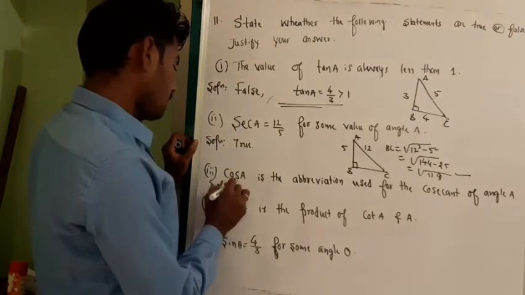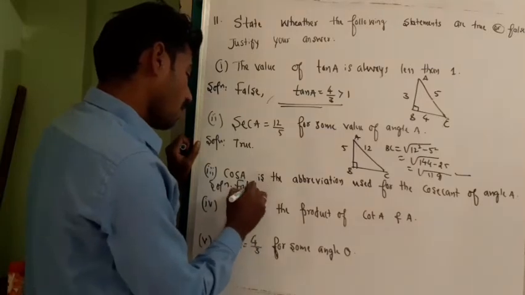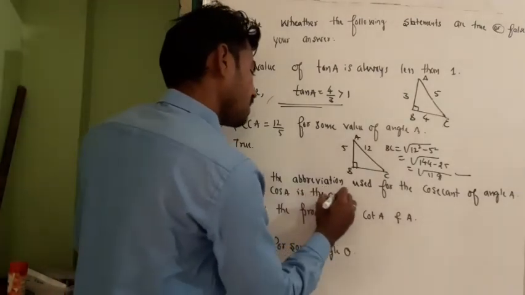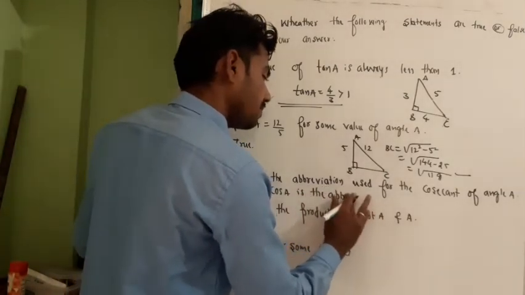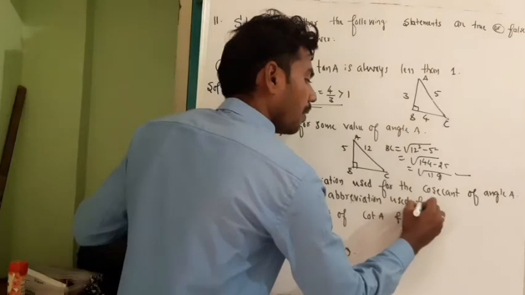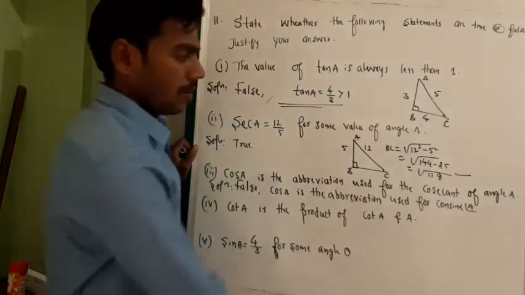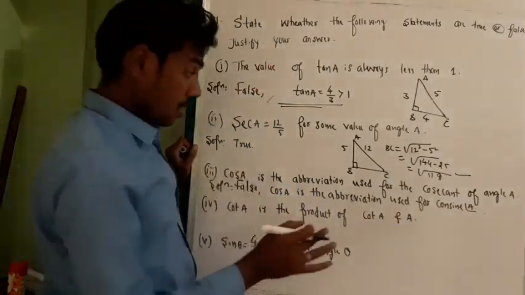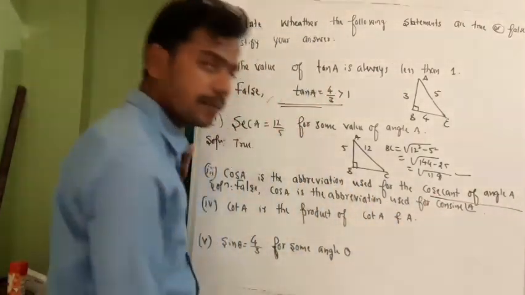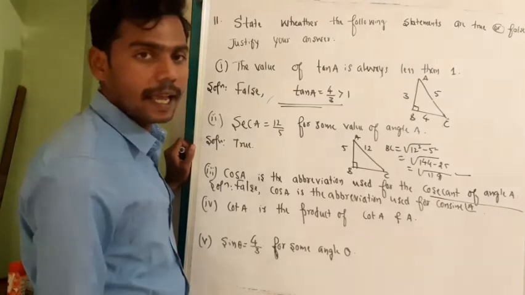Next, cos A is the abbreviation used for the cosecant of angle A. Answer is false, because cos A is the abbreviation used for cosine of angle A. For cosine of angle A, we use cos A, but not for cosecant of angle A. For cosecant of angle A, the short form that we use is cosec A.